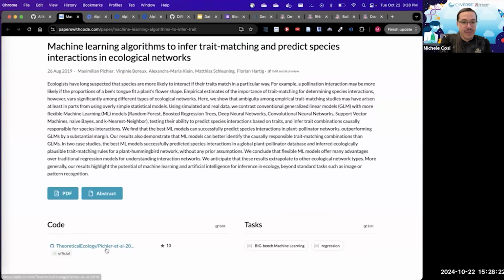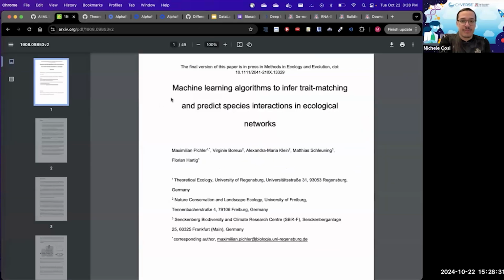Once again, if you do want the code, you can just go right into Papers with Code and open up the code, the GitHub.